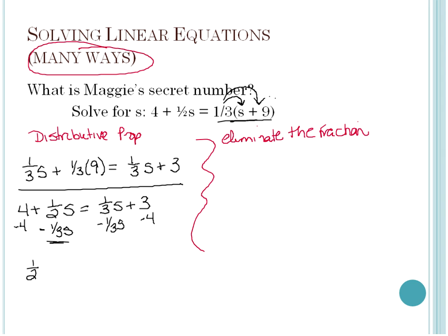And so now I have 1/2 S minus 1/3 S on my left-hand side. And I know 4 minus 4 cancels to make 0. And on the right-hand side, I see 1/3 S minus 1/3 S is going to cancel and make 0. So I'm left with 3 minus 4, which is a -1. And so now I got to look at those fractions, and I got to think about, well, how can I subtract 1/2 S minus 1/3 S? And I see some people helping me out.